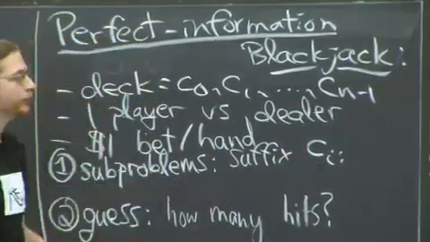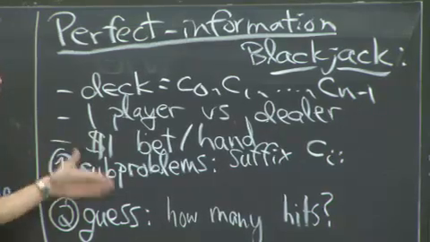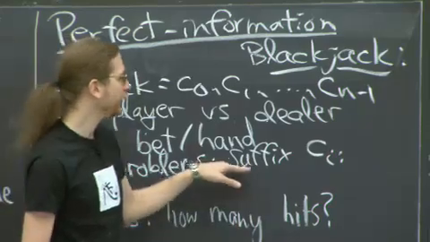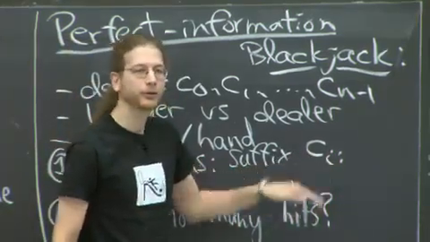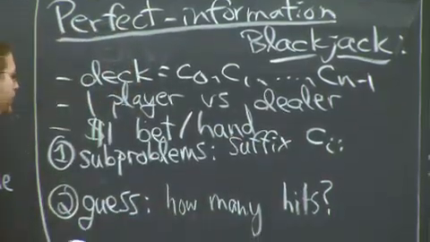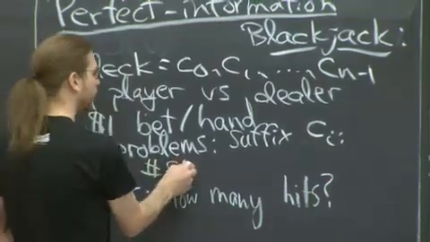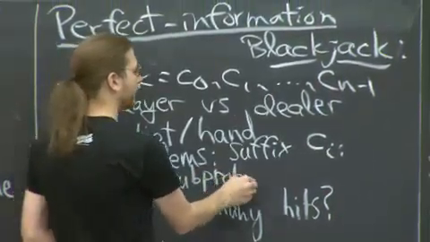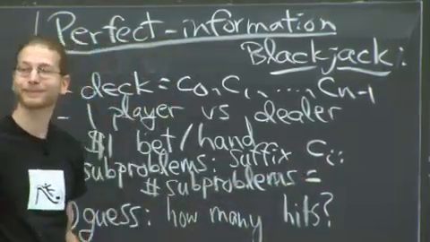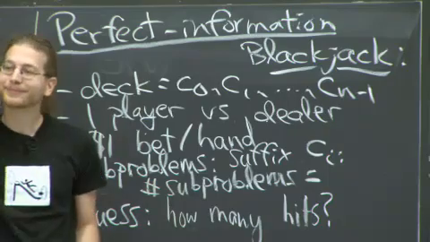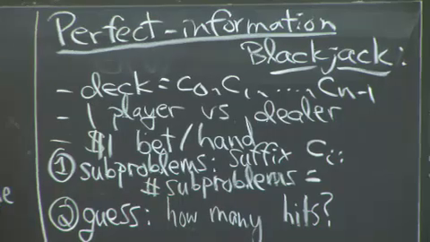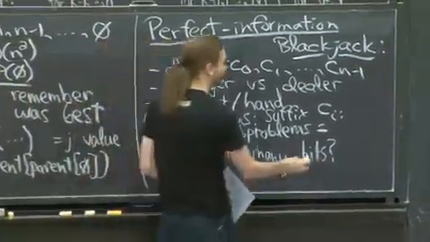And so the subproblem is, what is the best play? What's the best outcome given $1 bets? How much money can I make? Maximize my winnings, say, given these cards onward. Who knows what happened to the earlier cards? But just these are the cards I'm left with. Number of subproblems is n. How many choices of i are there?